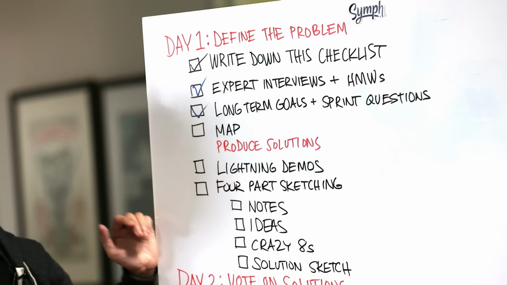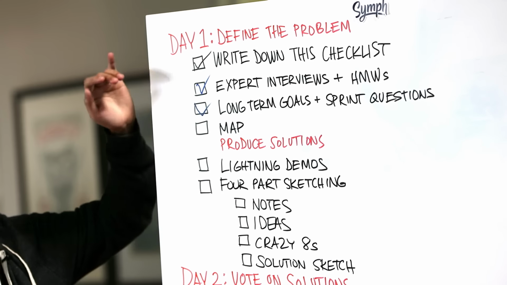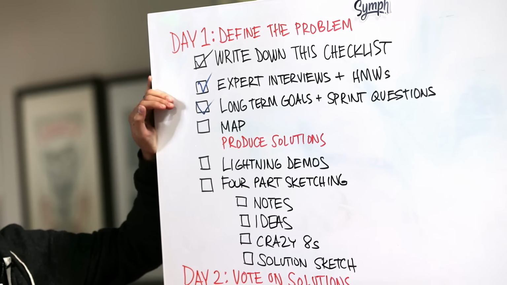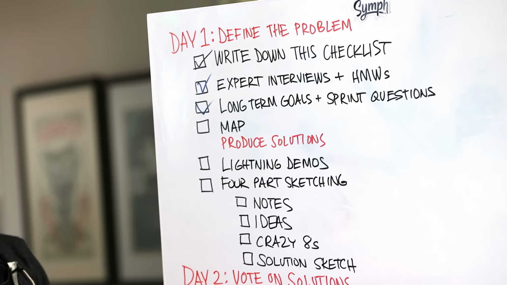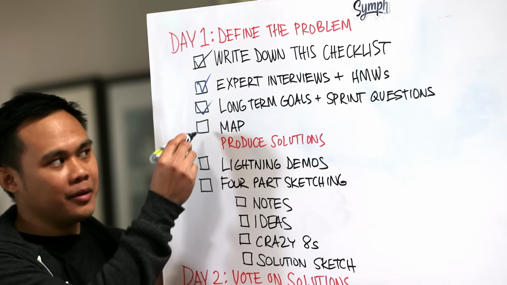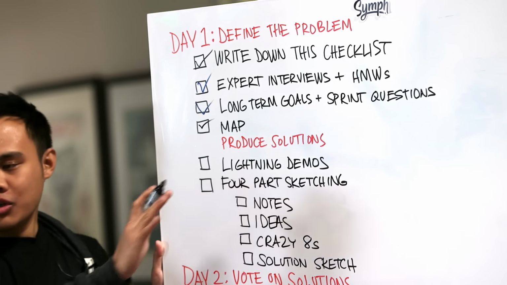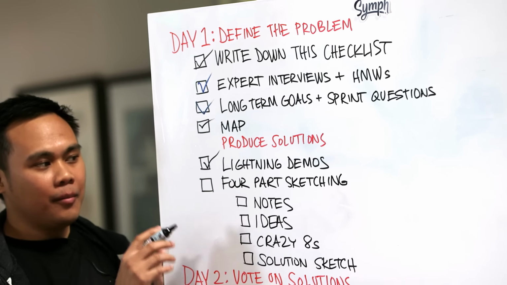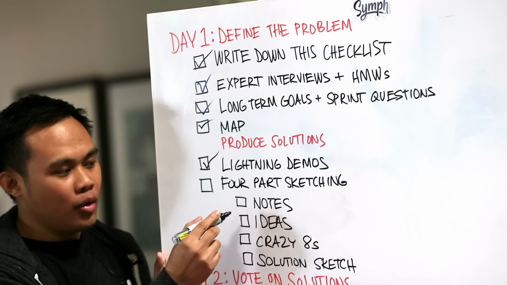So we went through all of these, right? So this is day 1. We wrote down this checklist, which we did, thanks to Chris. And then expert interviews and how might we's. We did long-term goals and sprint questions. We already did the map. There you go. And then we also did the solutions, or provided solutions, by doing the lightning demos. That's done. 4-part sketching. So that's also done.